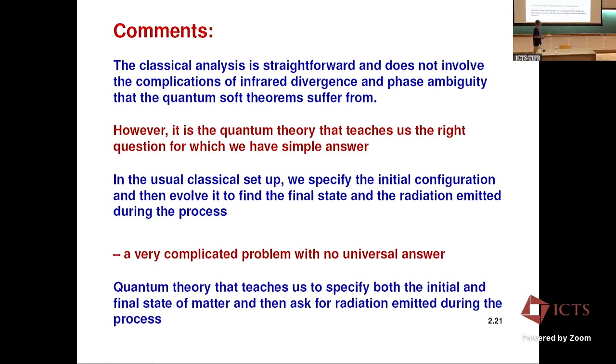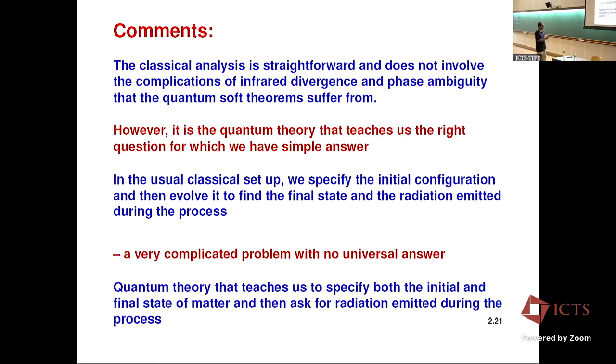What quantum theory taught us via the soft theorem is that if we change the question, if we say that I know the initial configuration of matter and final configuration of matter, and now you ask what kind of radiation comes out of that process, that question has an easier answer, an easier solution, and that's what we should address. And once you know what questions to ask, then the classical analysis becomes straightforward.